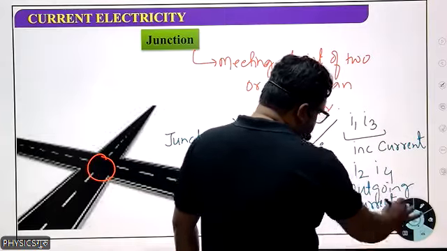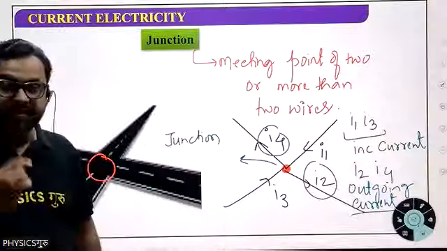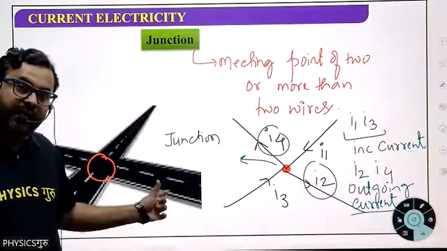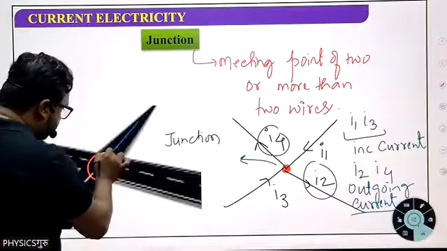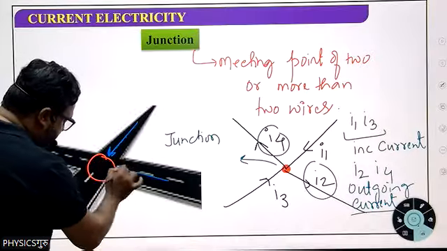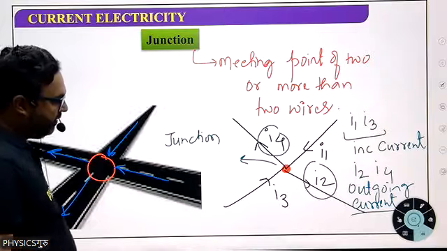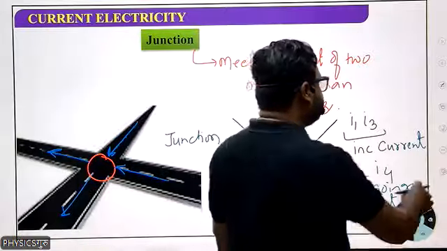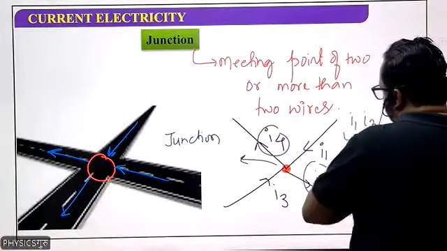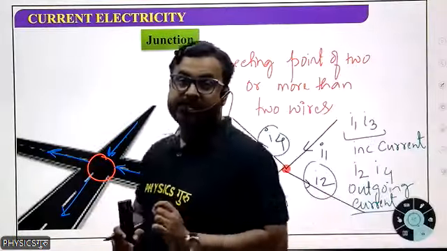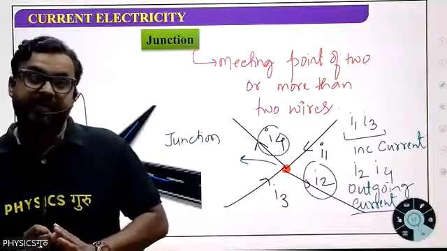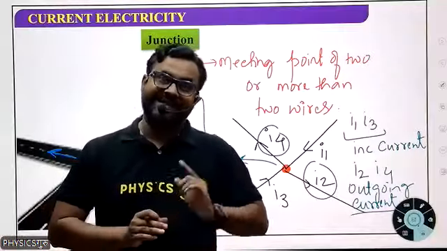So incoming currents are those currents which are coming towards the junction, while outgoing currents are those currents which are moving away from the junction. Now it is important to note that incoming currents are always considered as positive, while outgoing currents are taken as negative.